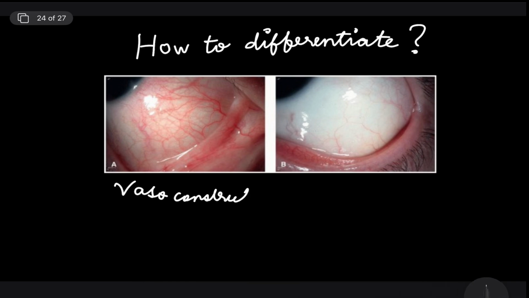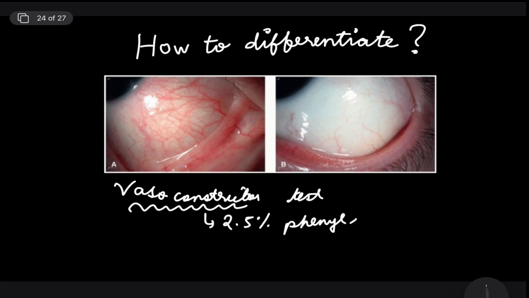Vasoconstrictor test. So what are we using here? As the name suggests, we are using a vasoconstrictor eye drop. What is that? 2.5% phenylephrine. 2.5% phenylephrine eye drops are used. What does phenylephrine do? It is a vasoconstrictor.